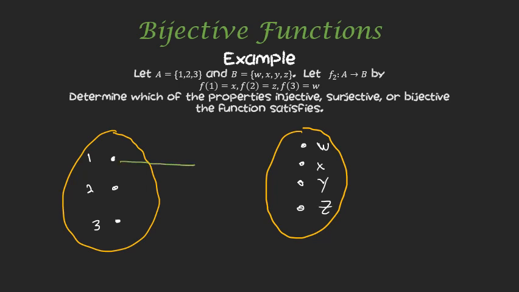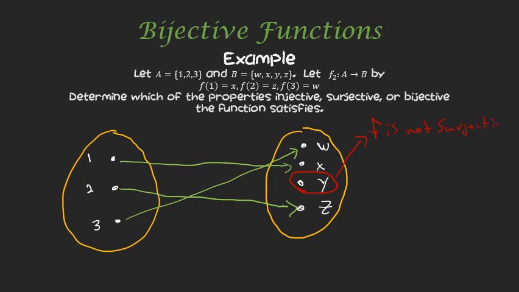1 goes to X, 2 goes to Z, and 3 goes to W. So notice that Y is not hit by anything. So we can conclude F is not surjective, it's not onto. But then notice that every element of the codomain, I haven't been labeling these, this is A and this is B, hopefully you assumed that.